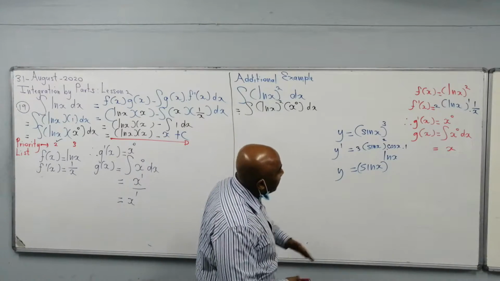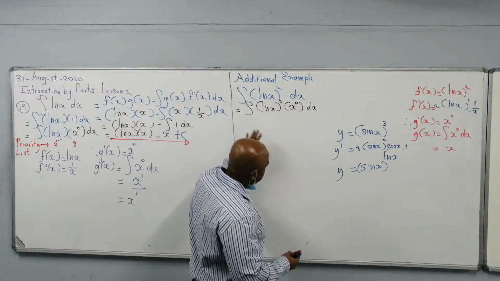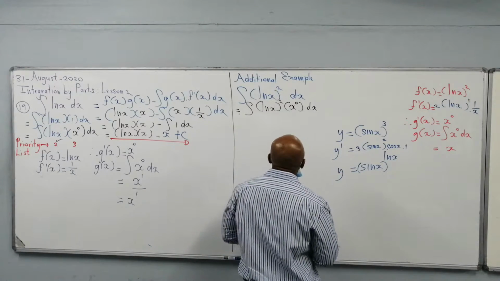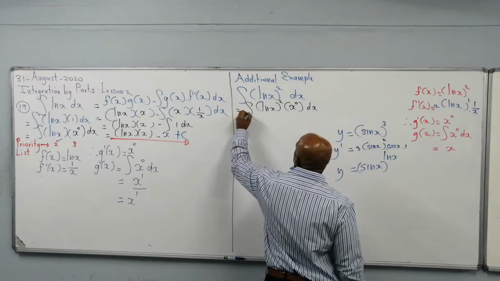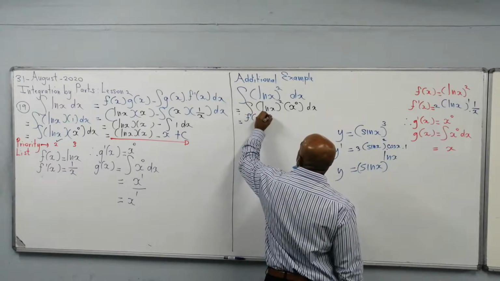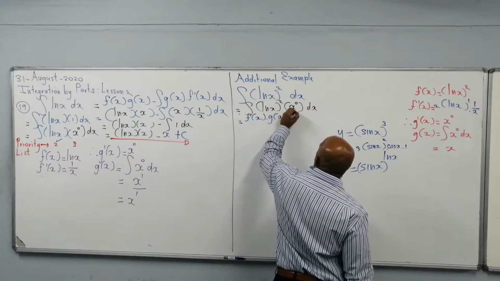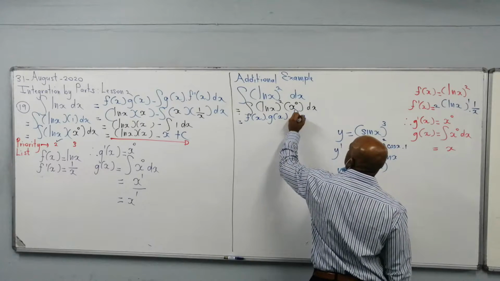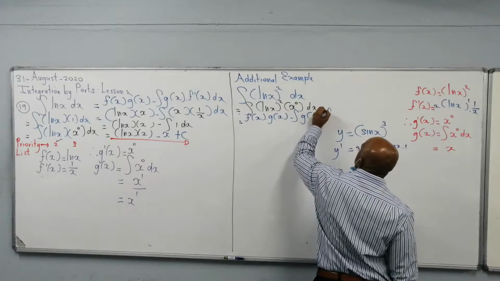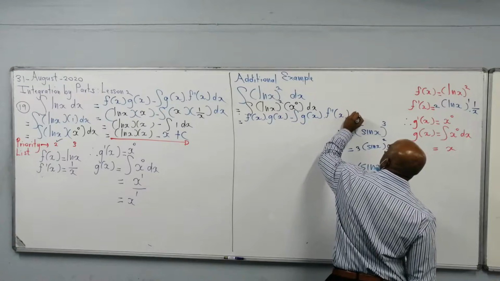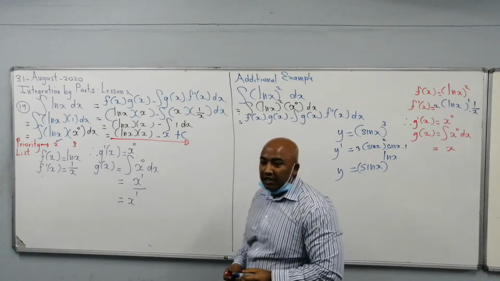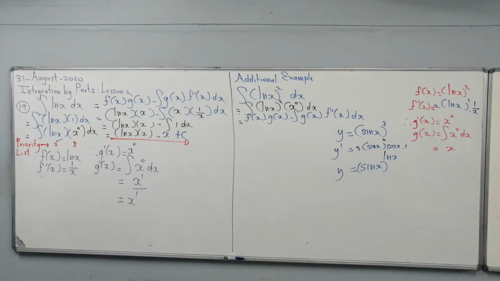So now we have all the information. We're going to write down the formula and substitute. So that's going to be f of x, g of x minus the integral of g of x f prime x dx. So I will write down the formula. Now substitute.